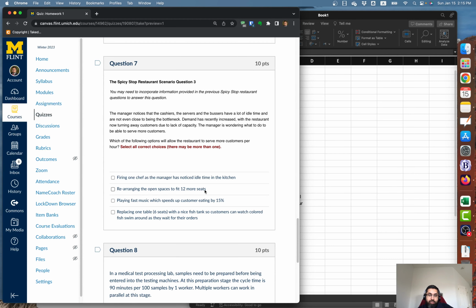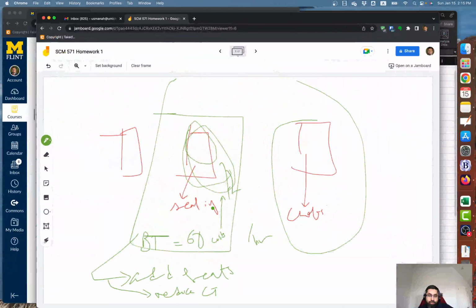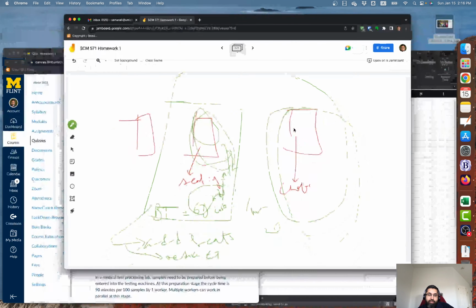Rearranging the open spaces to fit 12 more seats. Yes, it will add capacity in the bottleneck. And notice 60 plus 12 is 72. So that works. If you were adding 20 more seats, the capacity would not go to 60 plus 20, 80. It will still only go to 72, because after you've added 12 seats, the 13th seat gives you no benefit because now the kitchen is the bottleneck, right? Because that's stuck at 72.